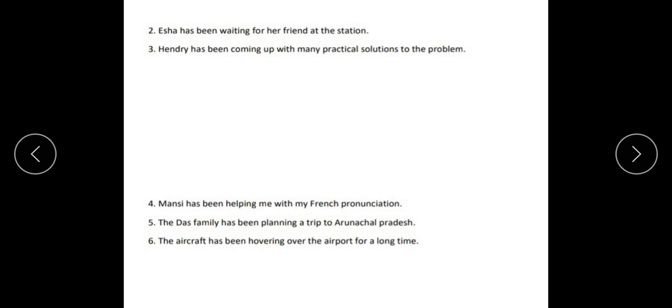Mansi helped me with my French pronunciation. Mansi has been helping me with my French pronunciation. Fifth line is, the Das family planned a trip to Arunachal Pradesh. The Das family has been planning a trip to Arunachal Pradesh. The aircraft hovered over the airport for a long time. The aircraft has been hovering over the airport for a long time.